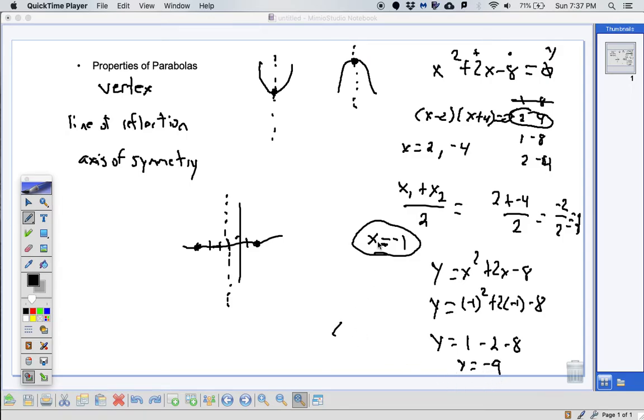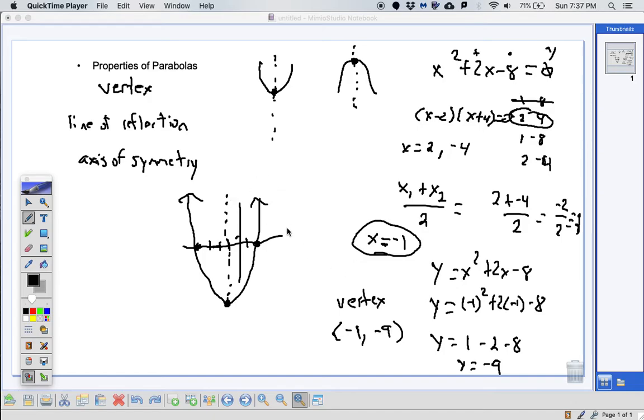So from up here, we knew that x was negative 1. And now we've decided that y is negative 9. So this is our vertex. And if you're graphing it, you'd find out that at negative 1, negative 9, that's your vertex. So it would look something more or less like this.